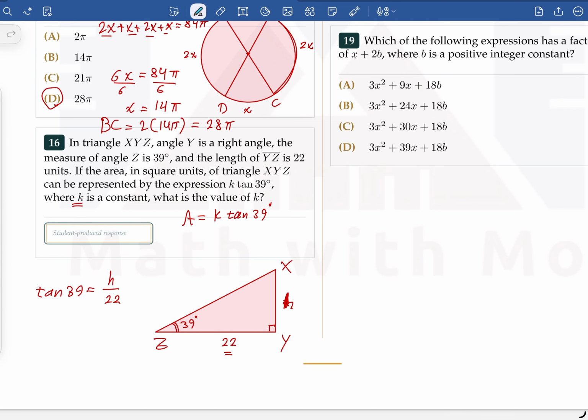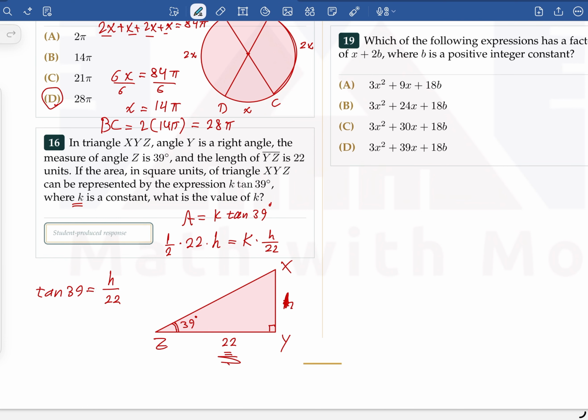Okay, so now the area. What is the area of a triangle? We can also consider something to replace this. The area of a triangle is equal to half base times height. So half times base is 22, times height, which is H. And now we write K times tan 39. Tan 39 is here, H over 22. Okay, that's how to calculate the value of K.